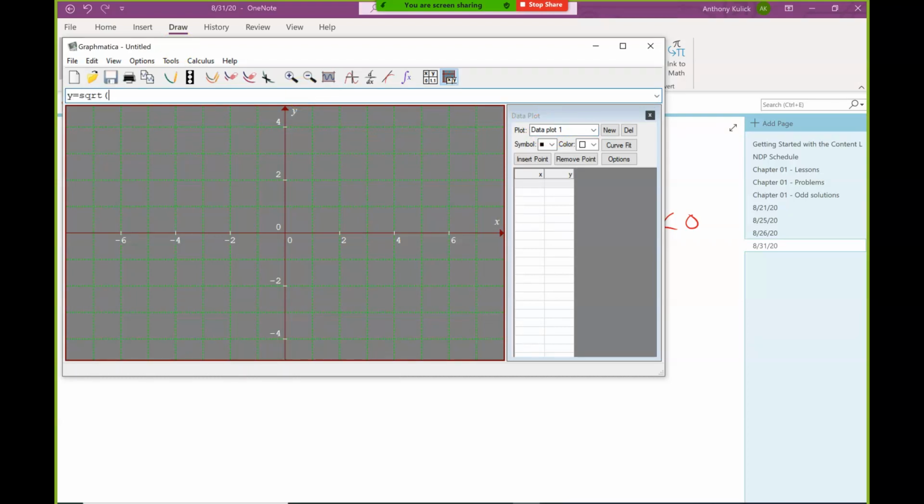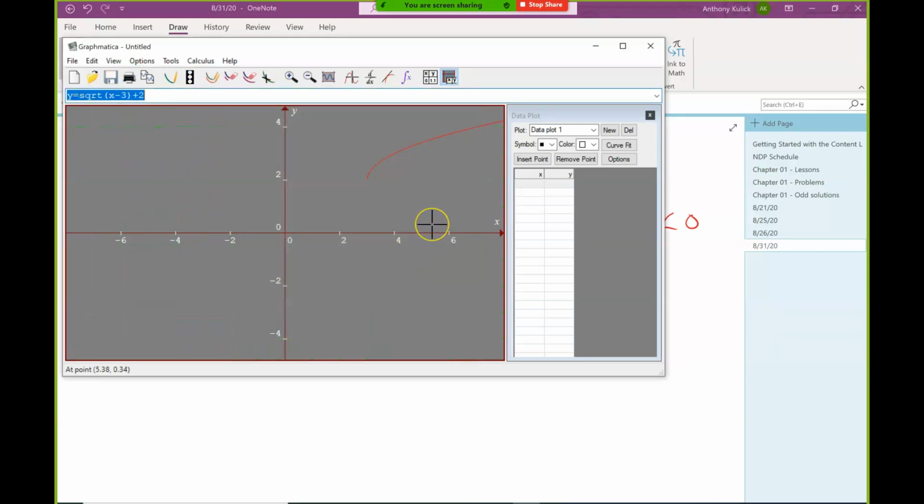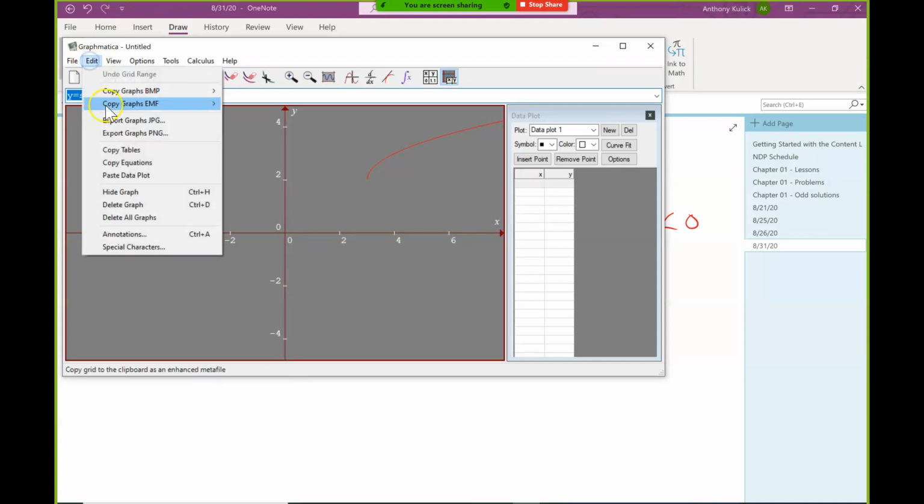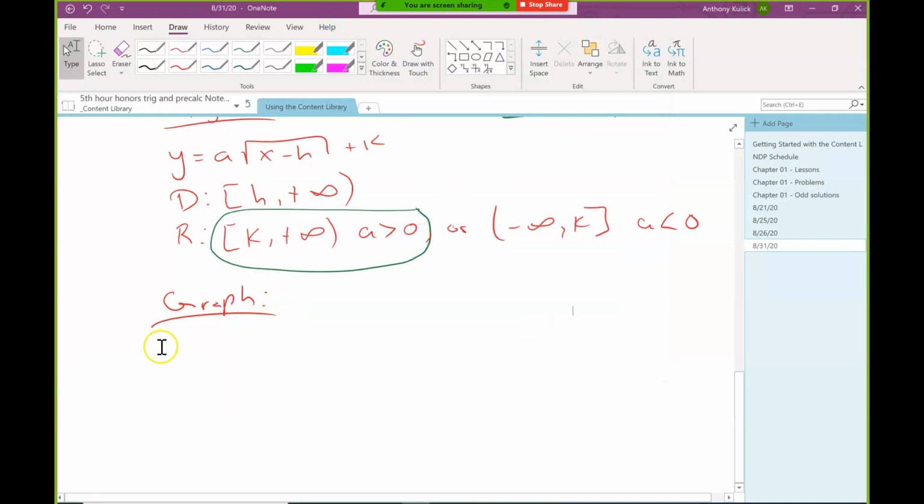Again, this is the same functionality as your graphing calculator, just looks a little different. And we'll do this real quick. Okay. Just copy that down over here.